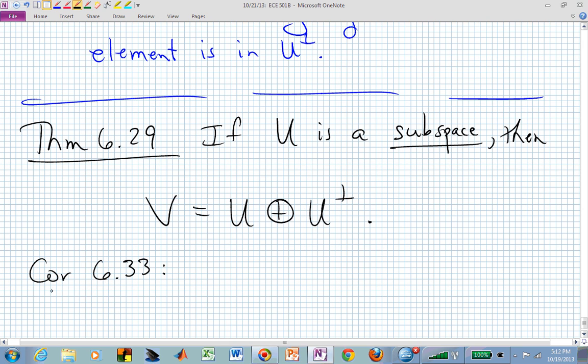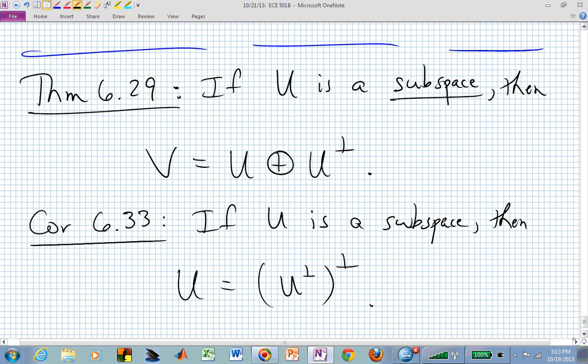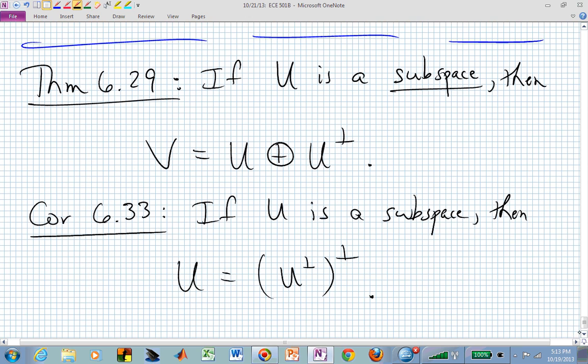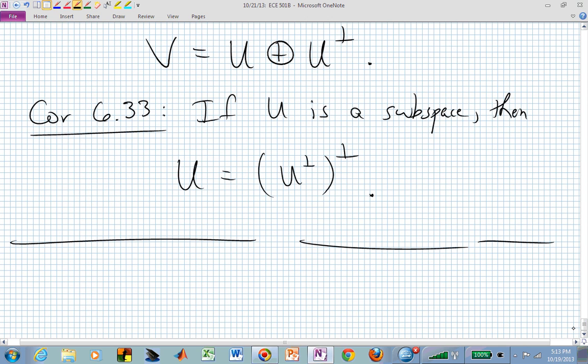Likewise, we can come up with a corollary, 633, that basically says if U is a subspace, then if we take the orthogonal complement of U and take the orthogonal complement of that, we will actually get back to our original subspace U. So the perp of U perp is U. Those are some interesting theorems and corollaries that now will allow us to do even more powerful constructions. Let's look at some examples.